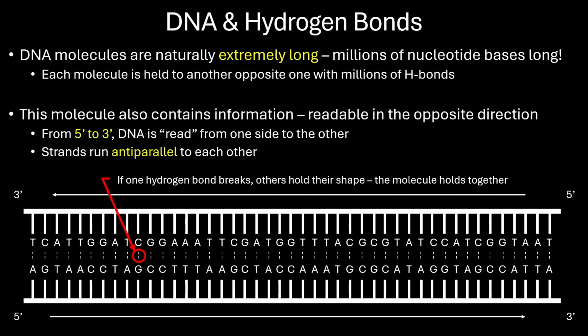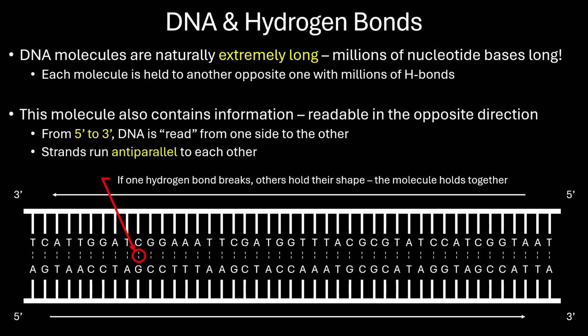Now, a DNA molecule is very long, and each molecule is held to the opposite strand with millions of those hydrogen bonds. The molecule contains a lot of information. And that information is readable in one direction on one strand, and also different information is readable on the other strand, the opposite strand. An important thing to remember is that DNA is always read from one side to the other, from 5' to 3'.